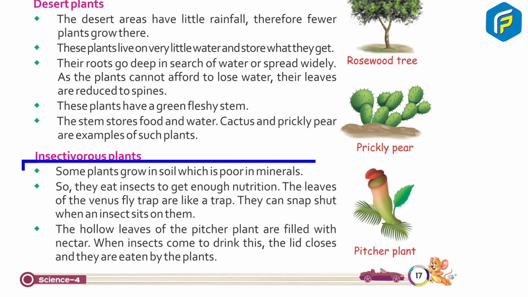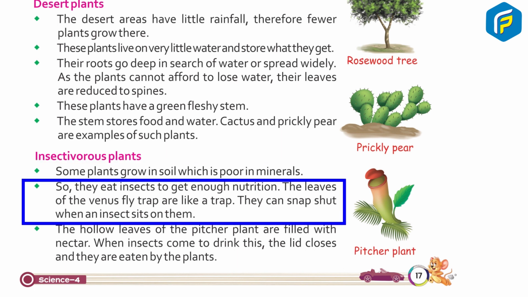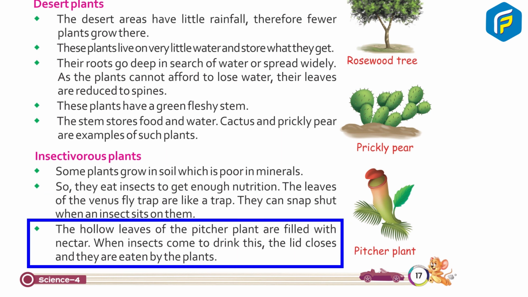Insectivorous plants. Some plants grow in soil which is poor in minerals, so they eat insects to get enough nutrition. The leaves of the Venus flytrap are like a trap. They can snap shut when an insect sits on them. The hollow leaves of the pitcher plant are filled with nectar. When insects come to drink this, the lid closes and they are eaten by the plants.